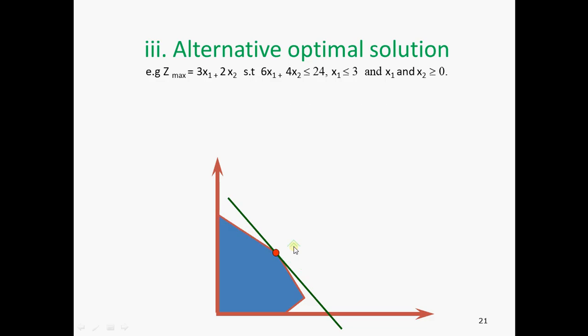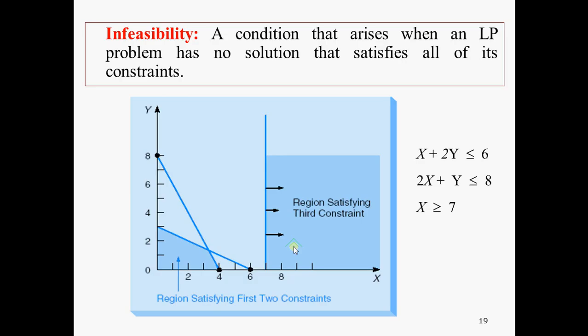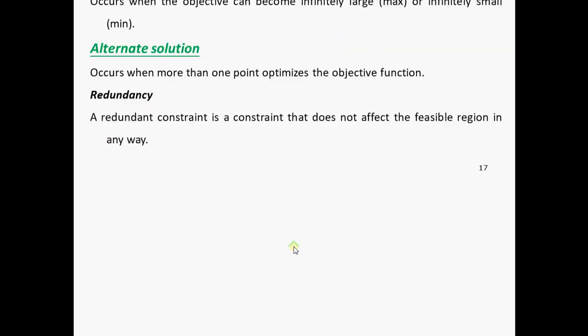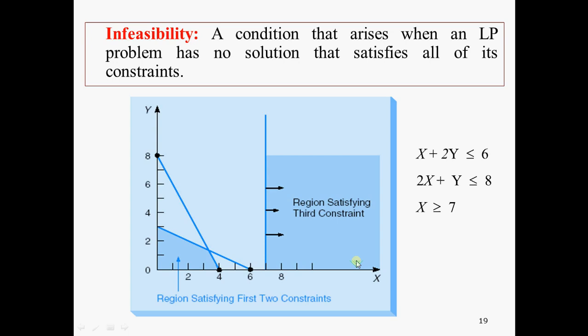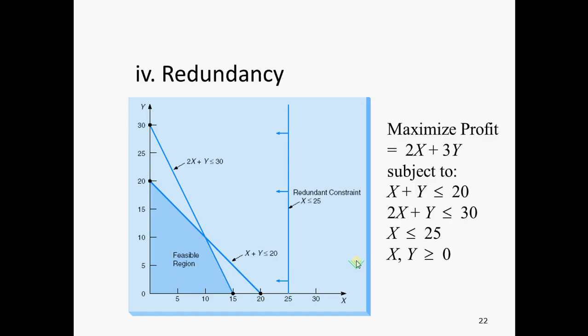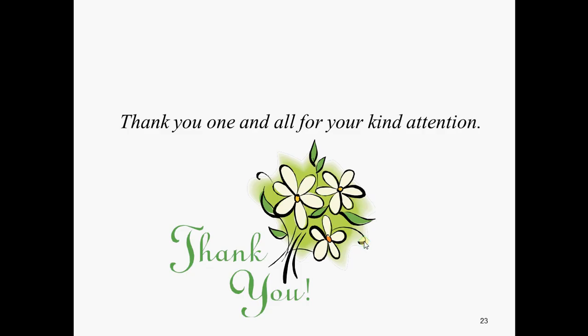So the concept of redundancy is, a redundant constraint is a constraint that does not affect the feasible region in any way. Friends, that's all about graphical solution and its special cases. I hope certainly you will meet the learning objectives by this.